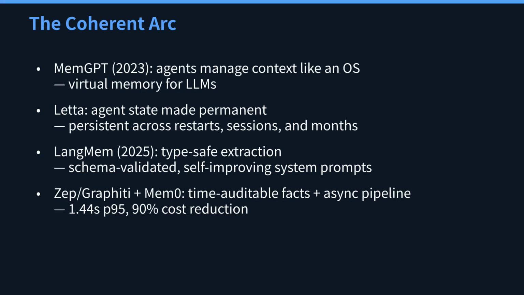The progression tells a coherent story. MemGPT taught agents to manage their own context like an operating system. Letta made that state permanent across sessions. LangMem made fact extraction type-safe and self-improving. Zep's Graphiti made time auditable. No fact is ever silently overwritten. And Mem0 made all of it fast enough to actually ship. Each system solved the specific failure mode the previous one left open.